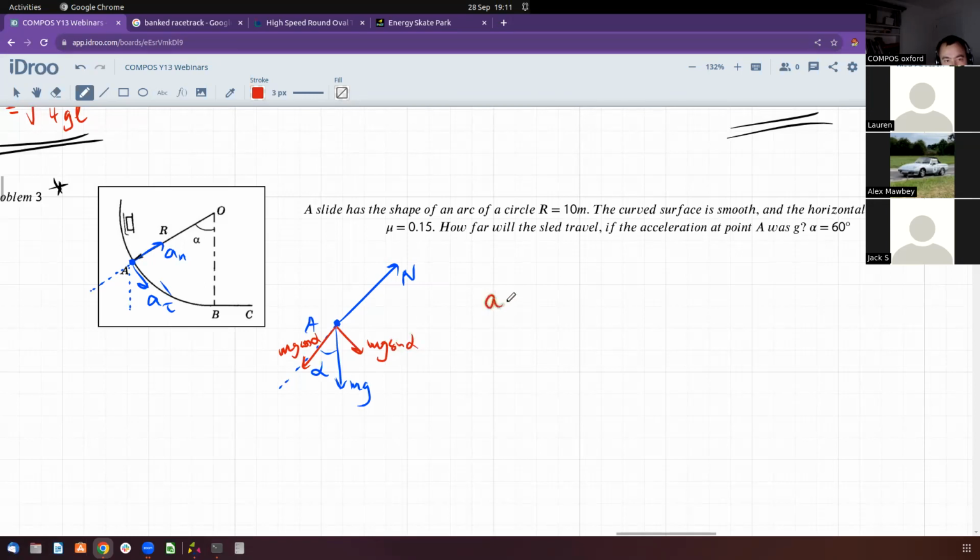And the normal acceleration, so m a normal, is v squared over r. It's just a given. And the tangential acceleration is going to be g sine alpha. Okay. Now v squared. So we release.